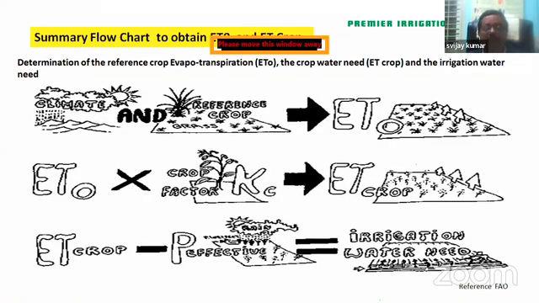So to summarize the entire water calculation, here first we are trying to calculate the ETo, that is the climate and the reference crop put together will give us the reference crop evapotranspiration. That multiplied by the crop factor will give the ET of the crop. And then if you subtract the effective rainfall that is happening, you are going to get the actual irrigation water that is required for the crop. So this is the entire summary. Here it is totally crystallized into a very simple chart.